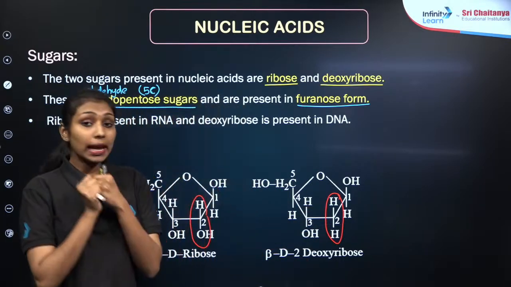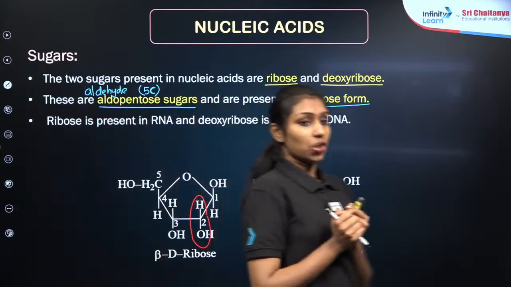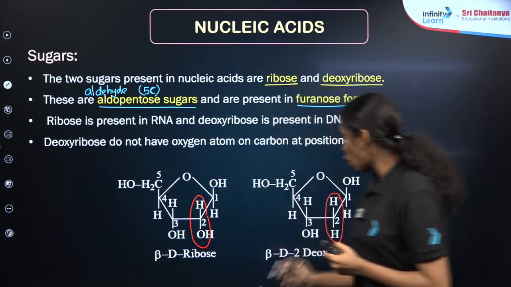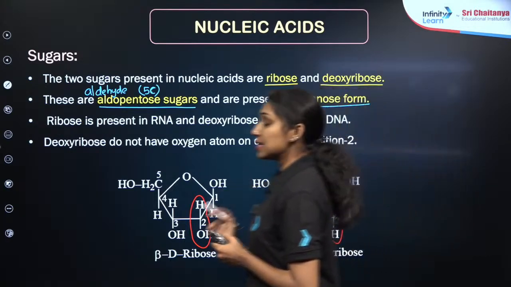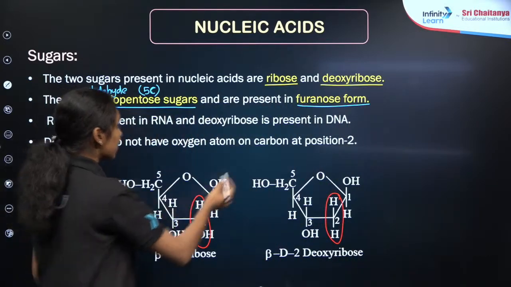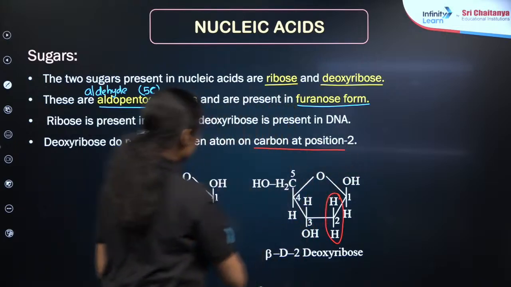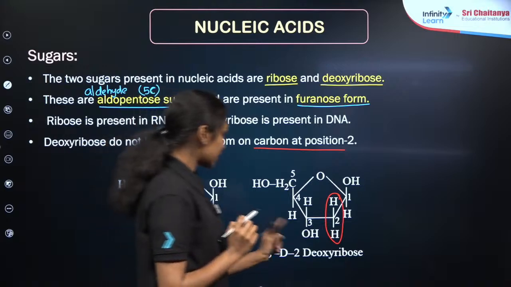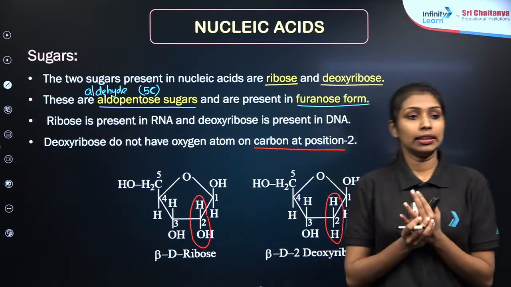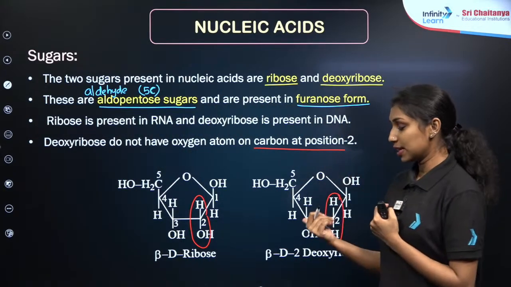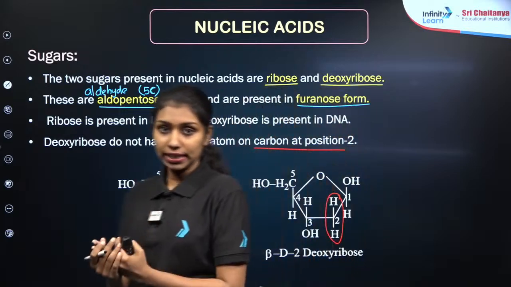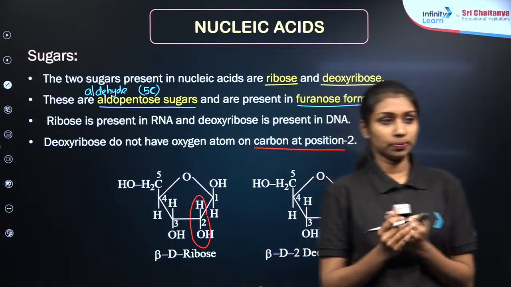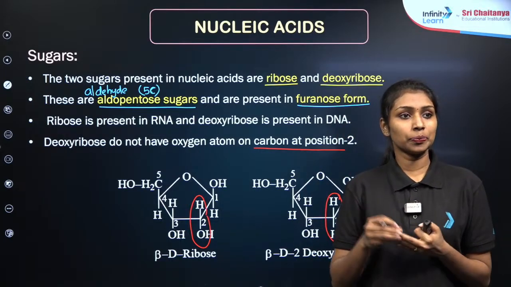So, this is the main difference between the ribose sugar and the deoxyribose sugar: deoxyribose does not have an oxygen atom on the carbon at the second position. So, these are the main differences between beta-D-ribose and beta-D-2-deoxyribose here. Clear? Then you must have an idea about the alpha and beta forms. While we were discussing carbohydrates, we discussed the anomers. So, here it is the beta form. Is the thing clear?